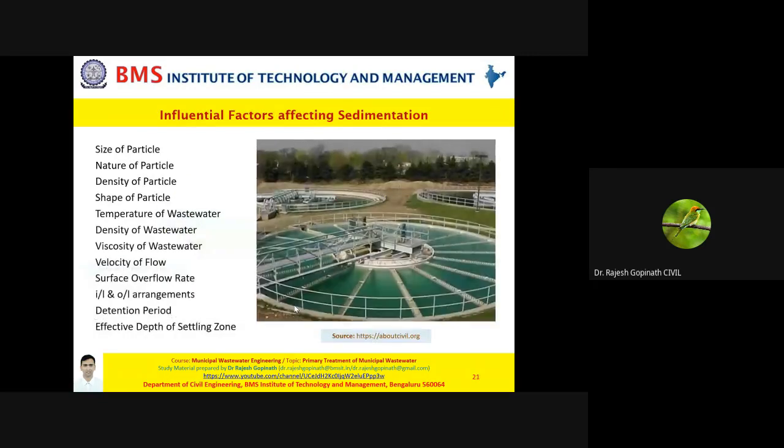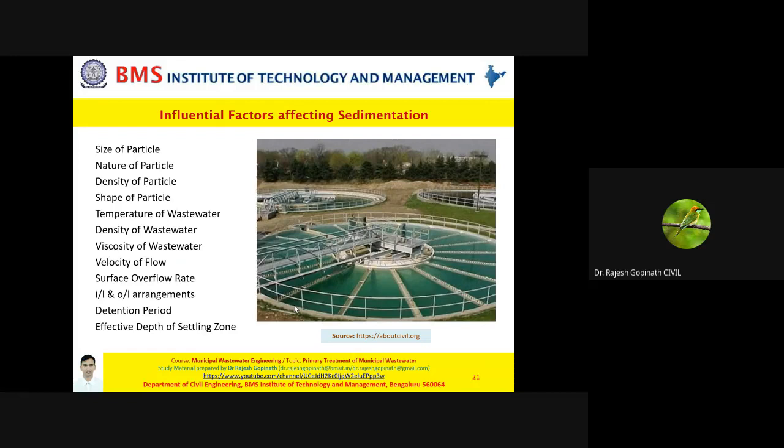Now what are the different factors which influence sedimentation? Obviously we are talking about Stokes law, we are talking about discrete particles, so we are basically talking about the size of the particle, the nature of the particle, the density of the particle, the shape of the particle. Obviously if the particle is larger, heavier, then the settling will be higher, the rate of sedimentation will be greater. When it comes to temperature, if the temperature is lower, then the rate of settling will become slower.